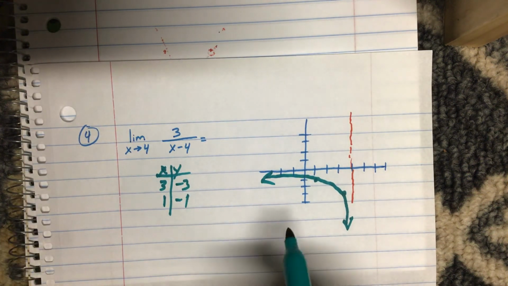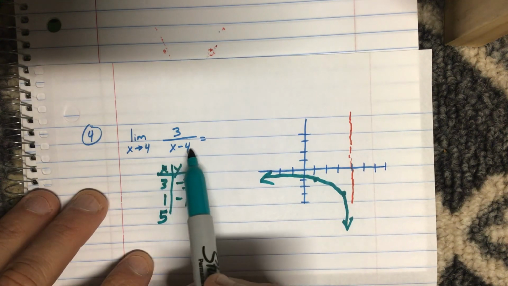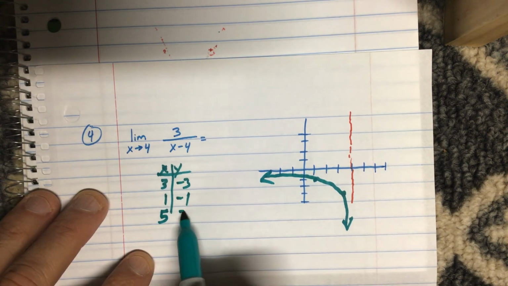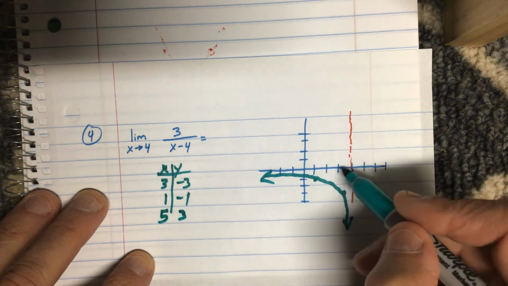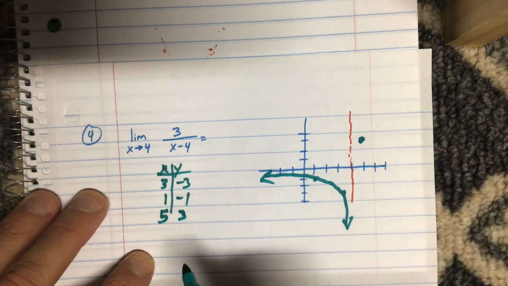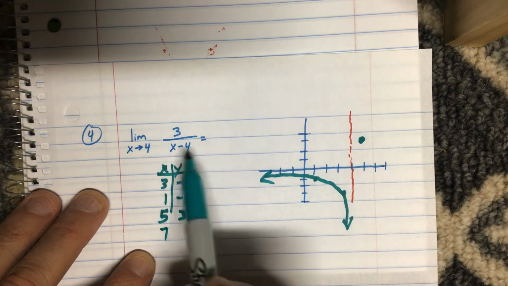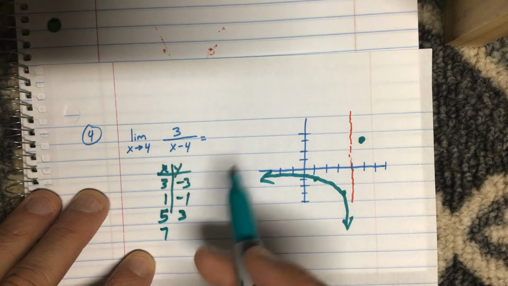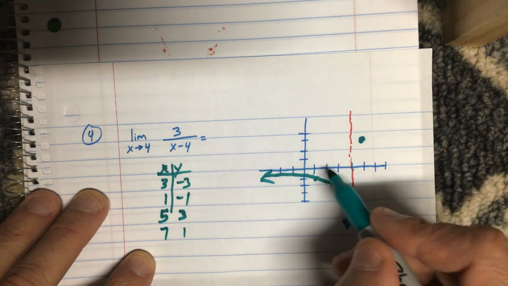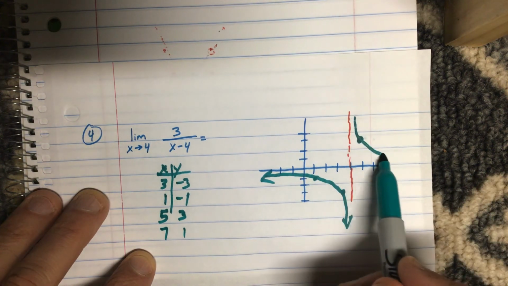And if we plugged in some points on the other side of the asymptote, let's say 5. 5 minus 4 is 1. 3 over 1 is 3. So we have 1, 2, 3, 4, 5, 1, 2, 3. And if we plugged in, let's see, 7. 7 minus 4 is 3, and 3 over 3 is 1. So 5, 6, 7, 1. And so we know that this graph is going like this.